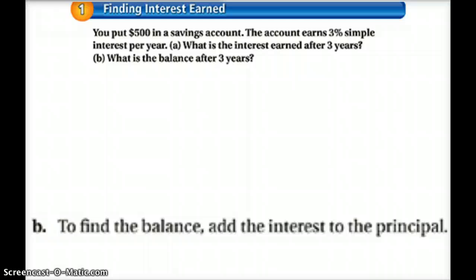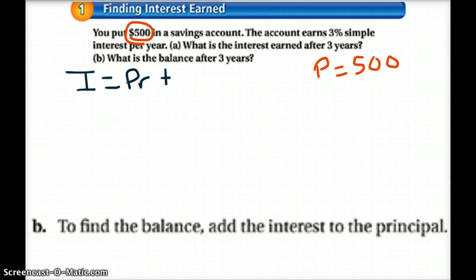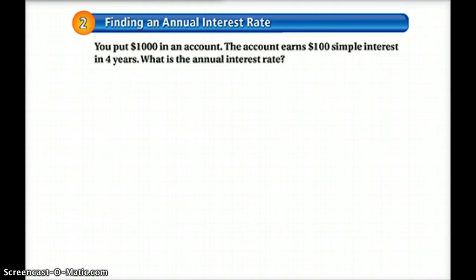So we're always going to start with our simple interest formula. I equals P times R times T. You're going to know 3 of those pieces, and you're going to be solving for the 4th one. So looking back at this problem, let's see what we know. You put $500 in a savings account. That's your principal. That's what you started with. So I'm going to list what I know over on the right. P equals 500. The account earns 3% simple interest per year. So 3% simple interest, that's our rate, our R value.